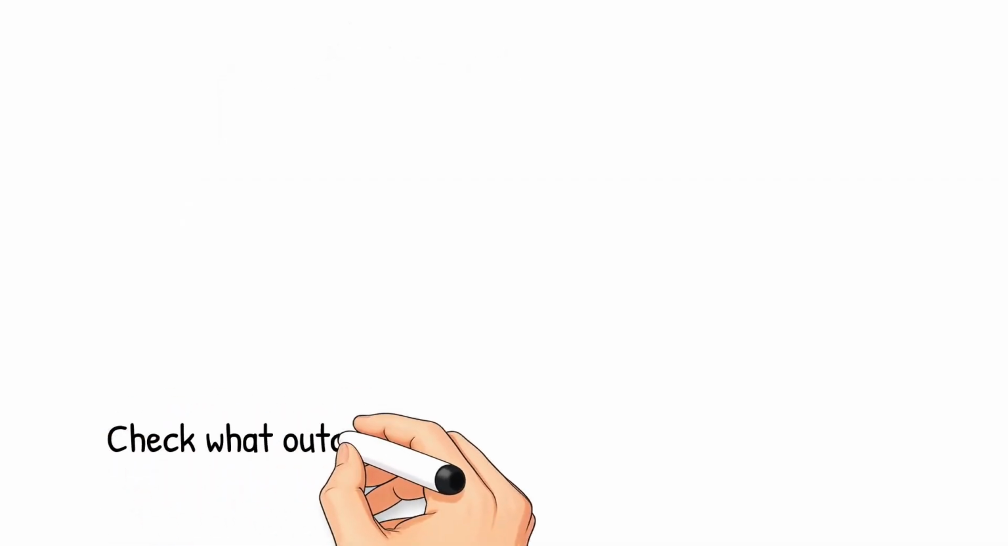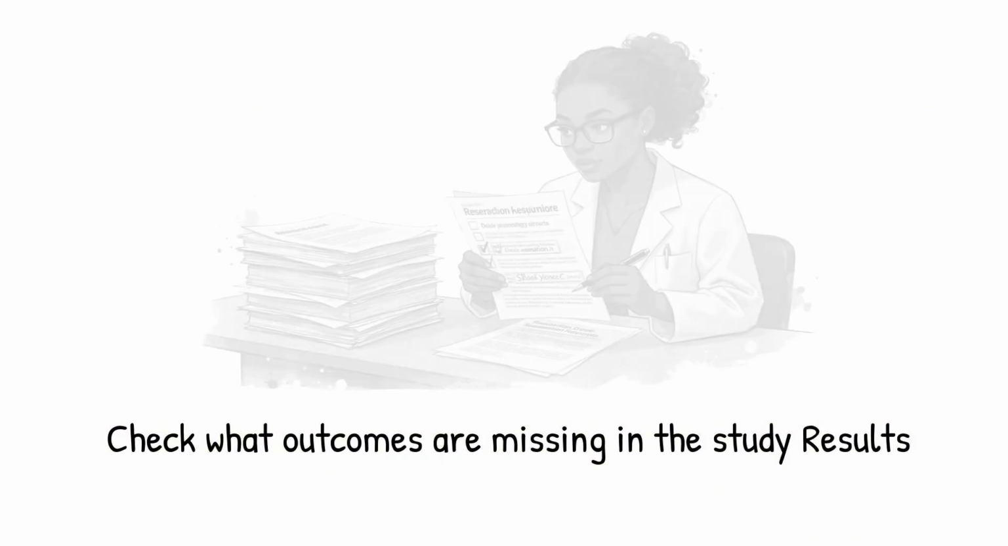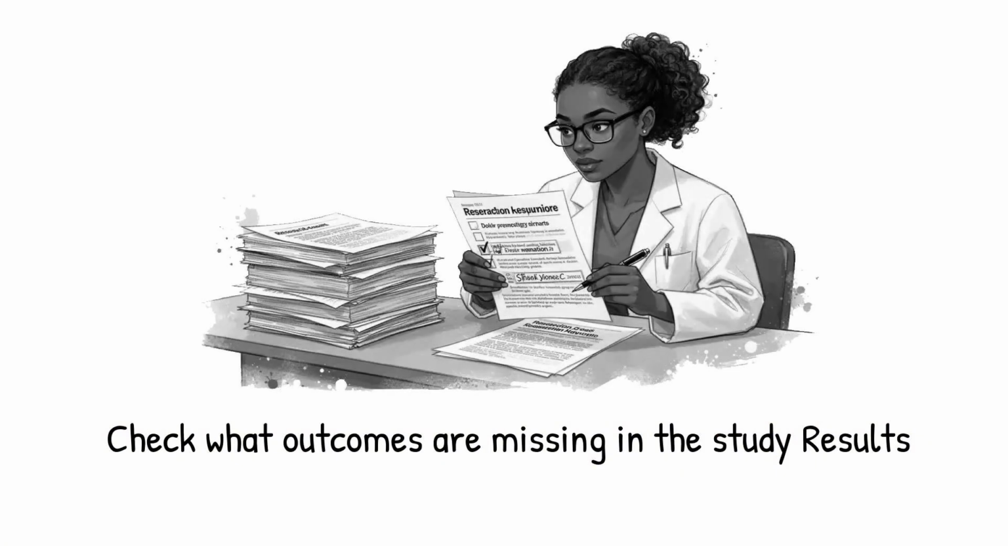The fifth thing you look for is what's missing. Go back to the methods and list every outcome the authors said they would measure. Then check the results against that list. If the methods describes 5 parameters but the results only reports 4, the missing outcome may raise concern for selective outcome reporting, especially if it was promised in the methods but not fully reported in the results.